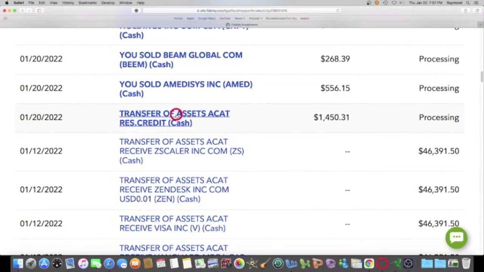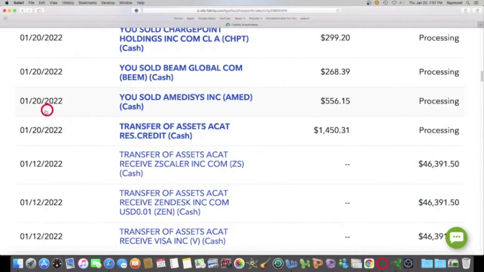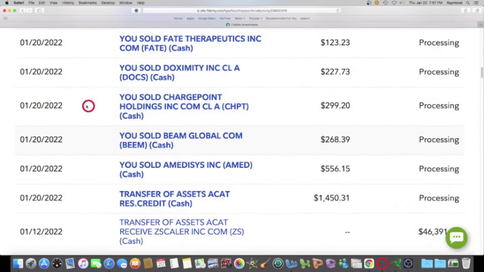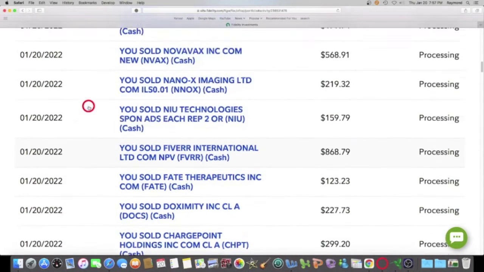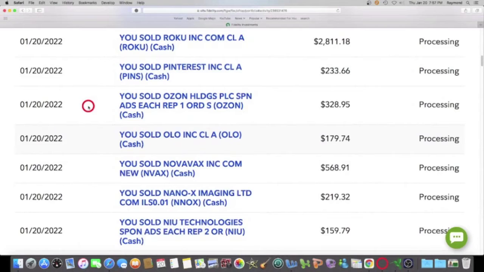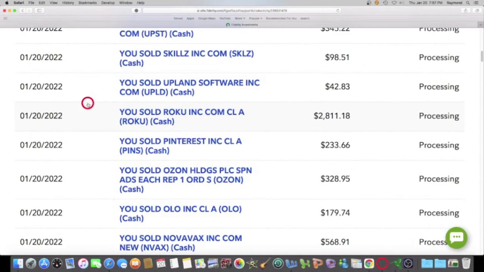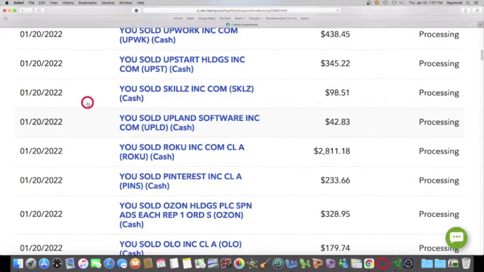It's real easy too. So right here on the 20th, everything up. All these stocks I sold today. Why did I sell these stocks? A couple of reasons. All these stocks are tech stocks.